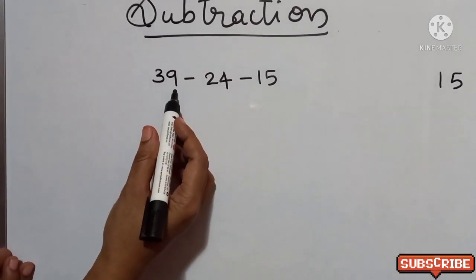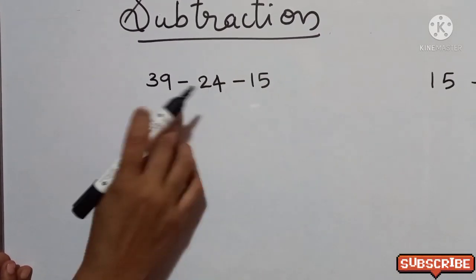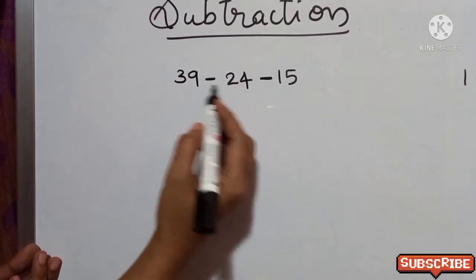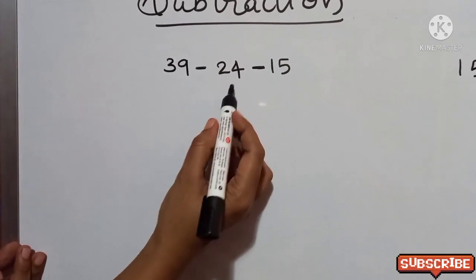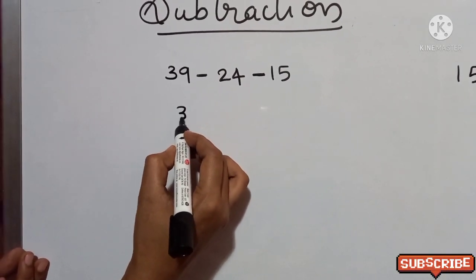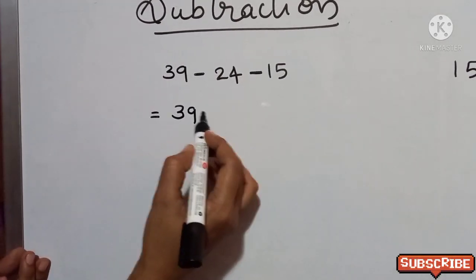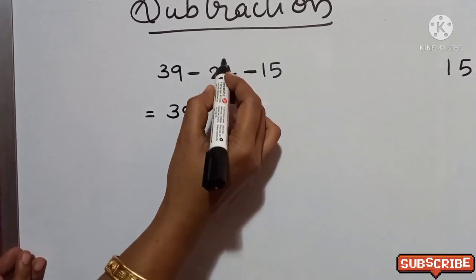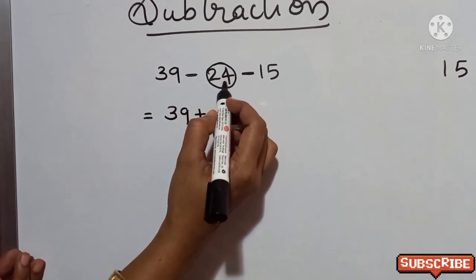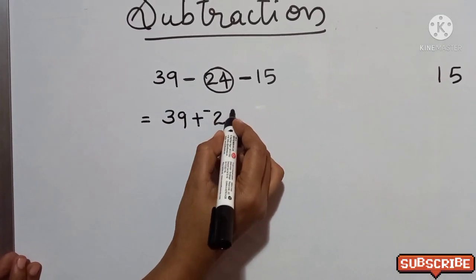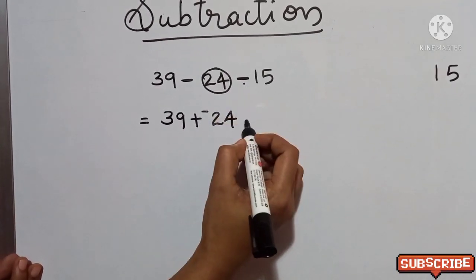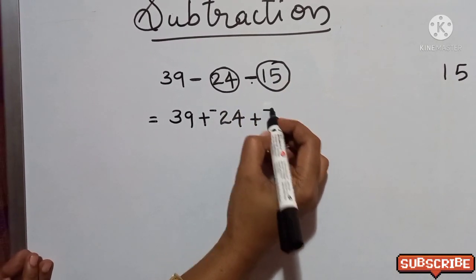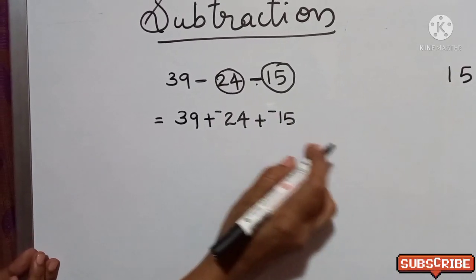Then the next question is 39 minus 24 minus 15. Here three numbers are there, and whenever there is a minus, just replace it by plus and write the additive inverse of the other number. Here I am writing it this way. This is equal to 39. Here it is minus, so put the plus sign, adding the additive inverse of 24, which is minus 24. Again here it is subtraction, so put plus here, and the number is 15. Write the additive inverse of 15, which is minus 15.